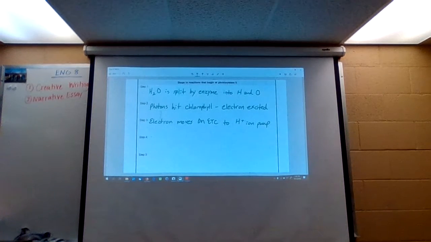So the pump fills the thylakoid with hydrogen ions. So when we learned about diffusion, we learned that in its natural state, there's going to be the same amount of hydrogen on the outside of the thylakoid as there is on the inside of the thylakoid, because nature likes things to be in balance.